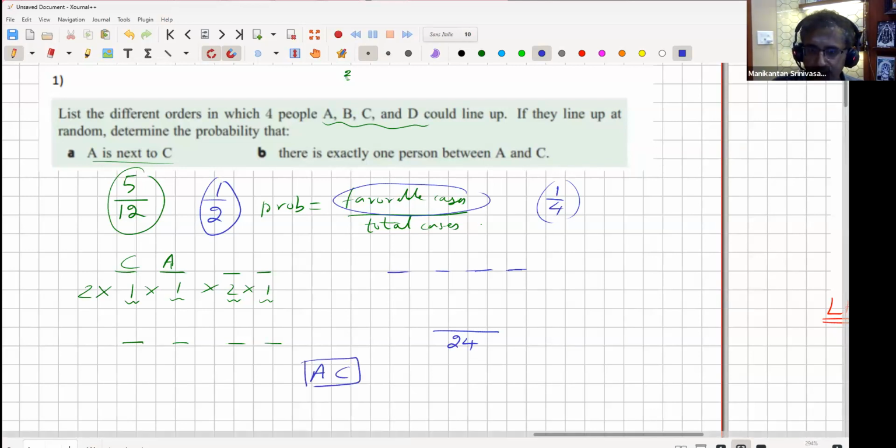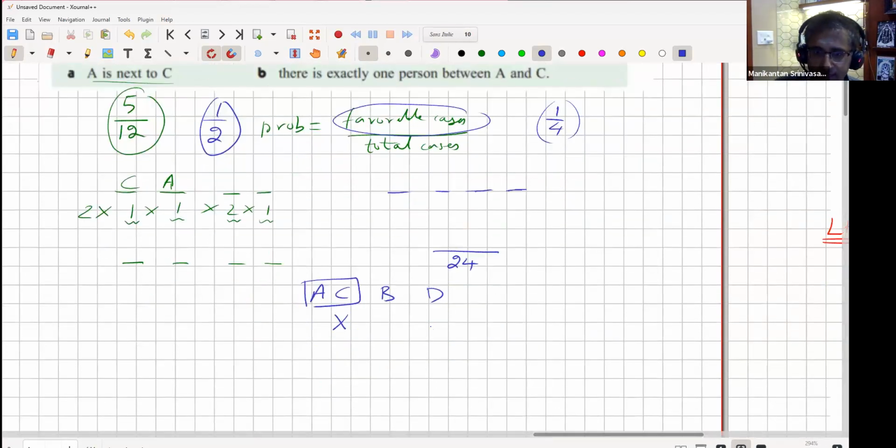She'll put A and C together in a box, and then there's B, which is free floating, and D, which is free floating. So she'll say, I don't have this concept of A and C anymore. I'm going to call them X. That box is labeled as X. And X, B, and D. And she says there are only 3 spots now. There are 3 spots where X, B, and D have to sit.